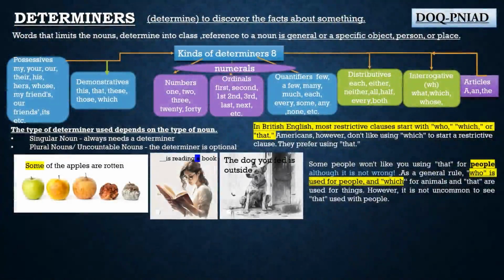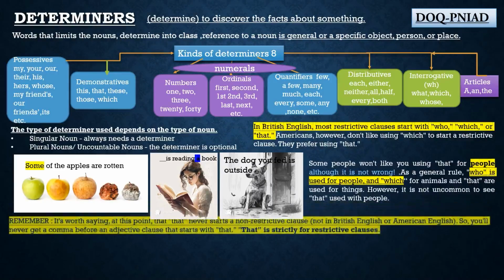Some of the determiners we have included have been worked out here. Some of the apples are rotten. She is reading a book, or any name: Sita is reading a book. Samson is reading a book. Okay, so, the dog you fed is outside.